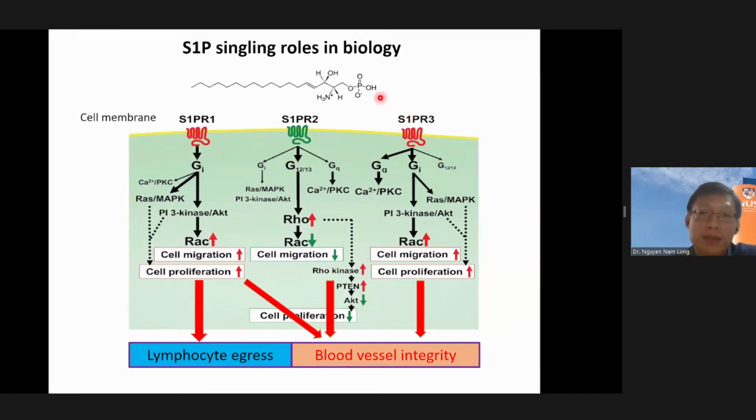So basically, the function of S1P converges into S1P receptors, and they mediate the functions for lymphocyte trafficking, which I highlight here, or blood vessel integrity, because these receptors are expressed throughout the body, and they are highly expressed in the lymphocytes as well as in the cells of the blood vessels.